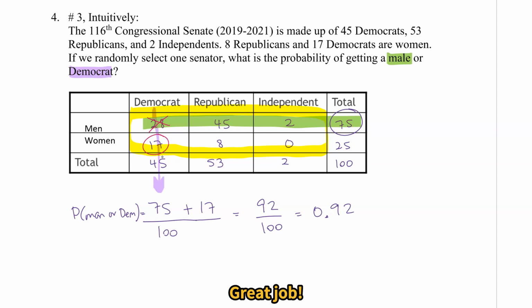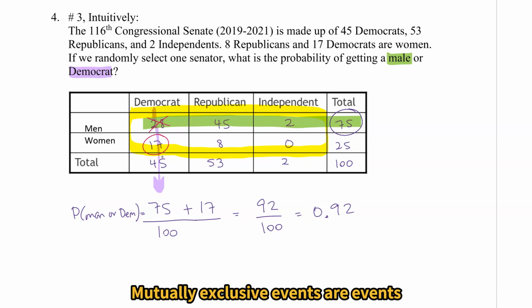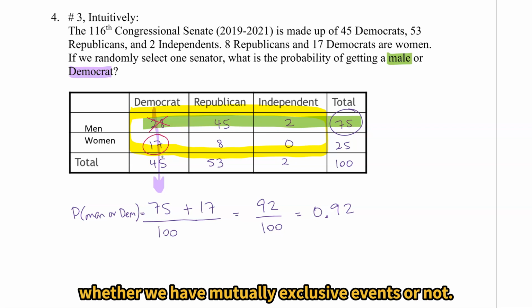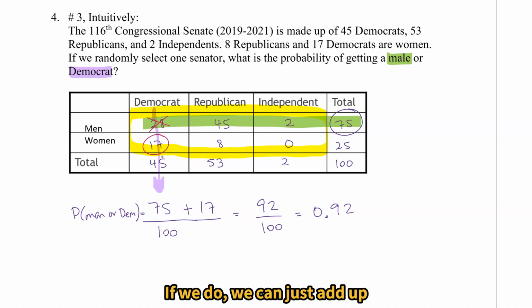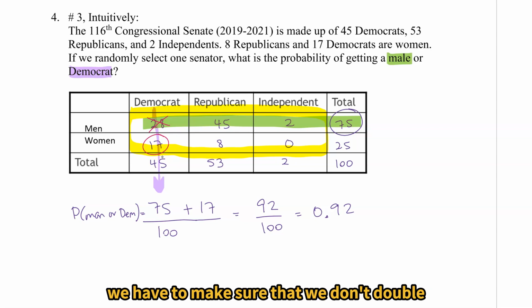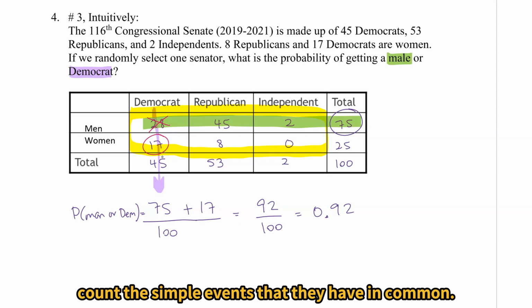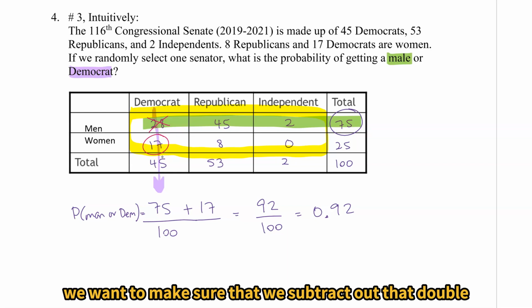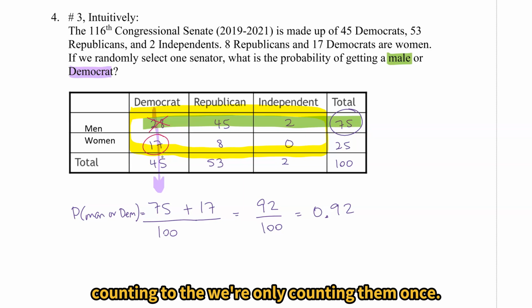Okay, great job. Mutually exclusive events are events that cannot occur at the same time. So we have to be mindful when we're calculating probabilities whether we have mutually exclusive events or not. If we do, we can just add up the 2 different sets' probabilities. But if we don't have mutually exclusive events, we have to make sure that we don't double count the simple events that they have in common. If we do double count them, we want to make sure that we subtract out that double counting so that we're only counting them once.